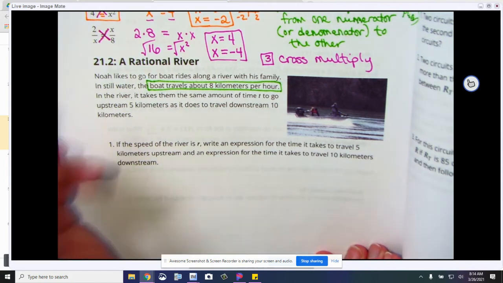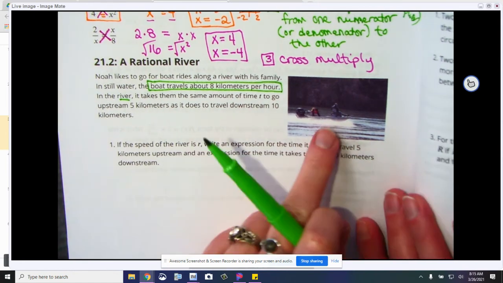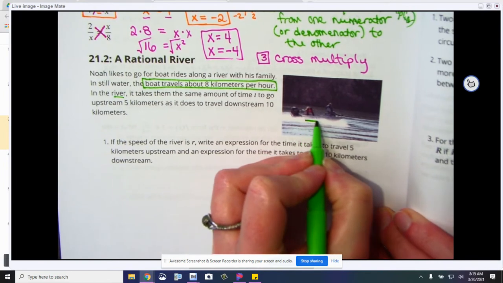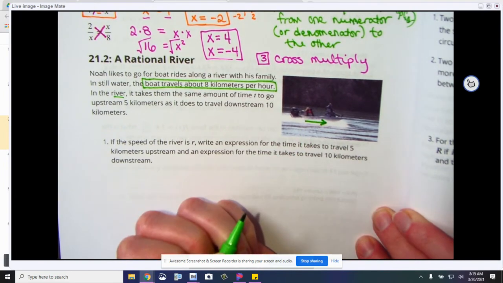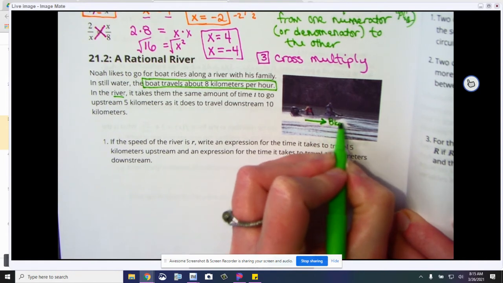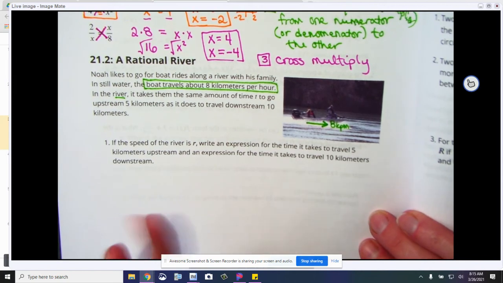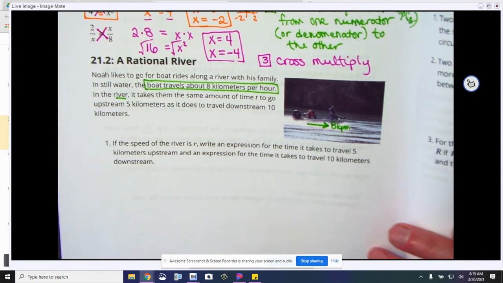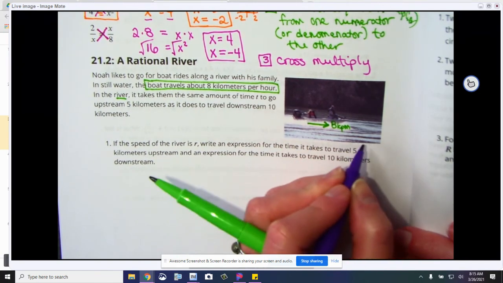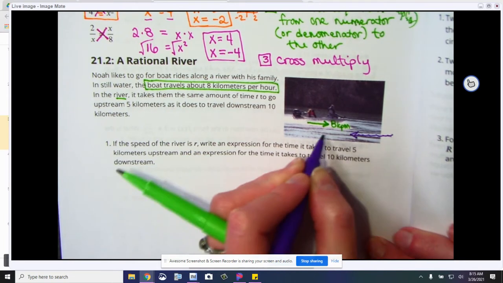But in the river, it's a different case. So if this is them on their boat, it can go this direction. It can push them forward at 8 kilometers per hour. But in a river, you have this current that's pushing against you or pushing with you. All right, so in here, let's say that the river is flowing that way.